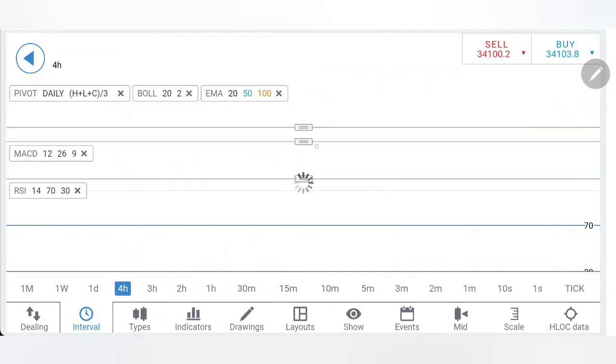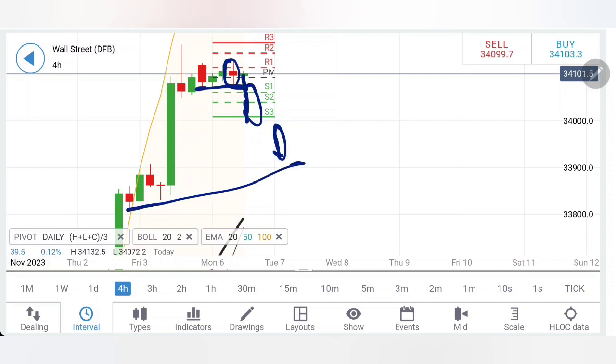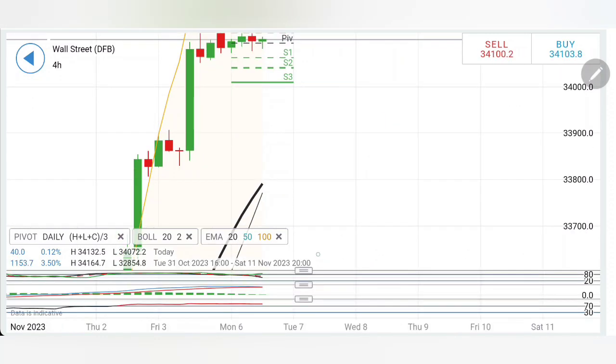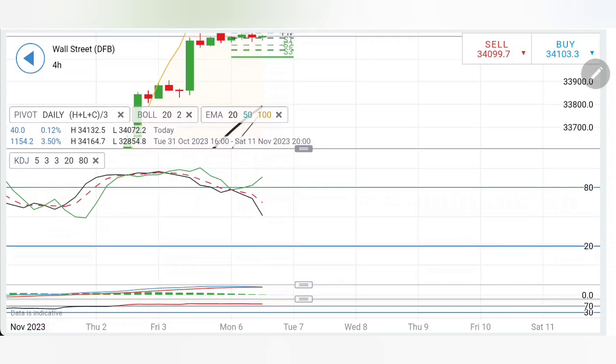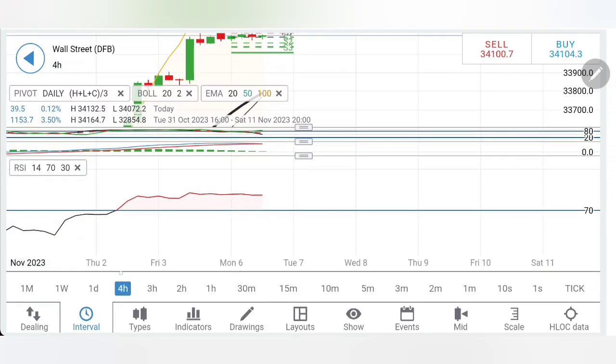RSI is staying overbought. Coming to 4-hour, similar is the observation on the 4-hour chart. This could be the reversal sign. Wait for it to break below the lows, and then we can expect a couple or more bearish candles. At least it might try to trade towards 33,900 levels today or maybe tomorrow. Stochastic looking down, MACD is willing to converge crossover, RSI staying overbought.